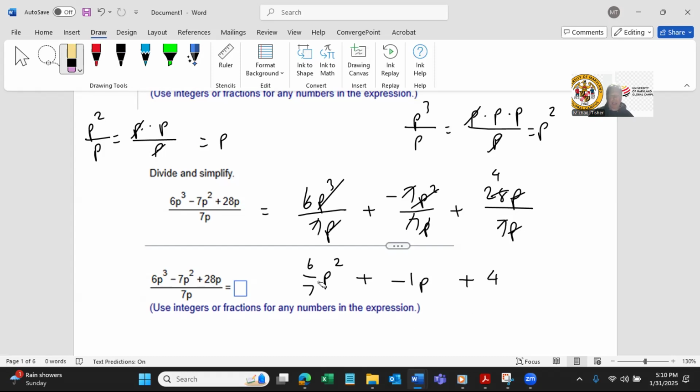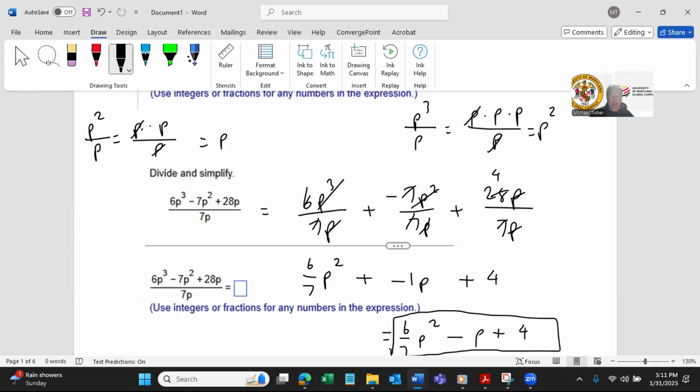And so we have the final answer here, 6/7 p squared plus negative 1p plus 4. Or we can rewrite this as 6/7 p squared plus negative 1p is just minus p, plus 4. And that's how to divide a polynomial by a monomial.